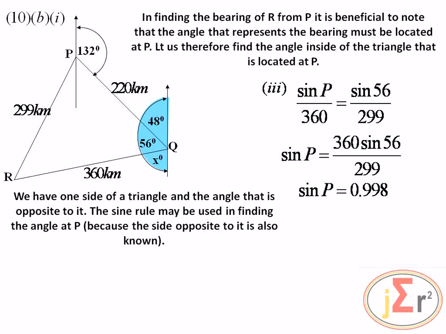Sine of P is equal to 0.998, and if we have the sine, cosine or tangent of an angle, we know exactly how to determine that angle. Of course, we will make use of the inverse function that is in question. In this particular case, the inverse function in question is sine. So sine inverse of 0.998, and that is equal to 86 degrees.